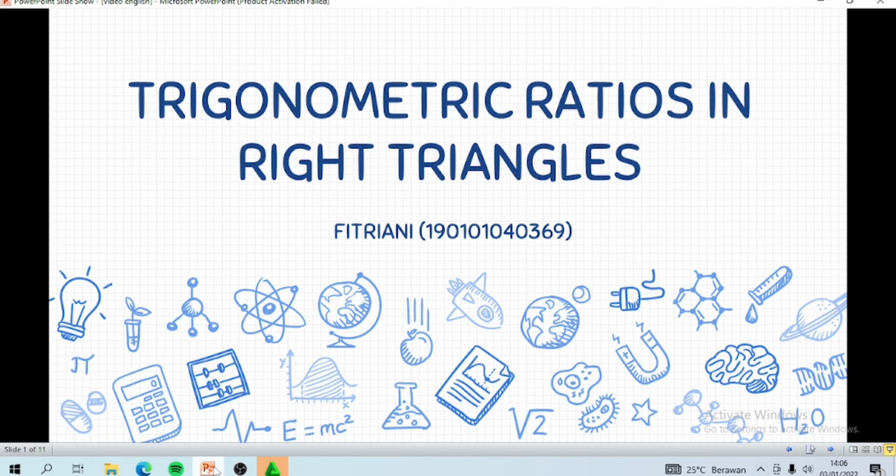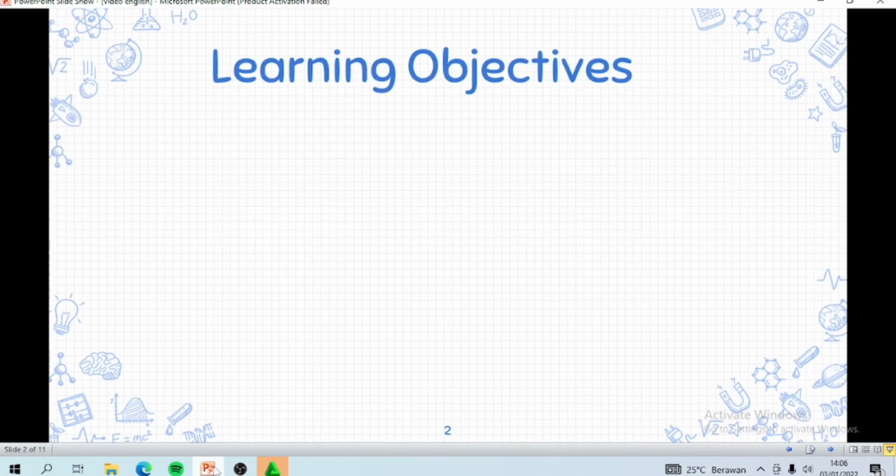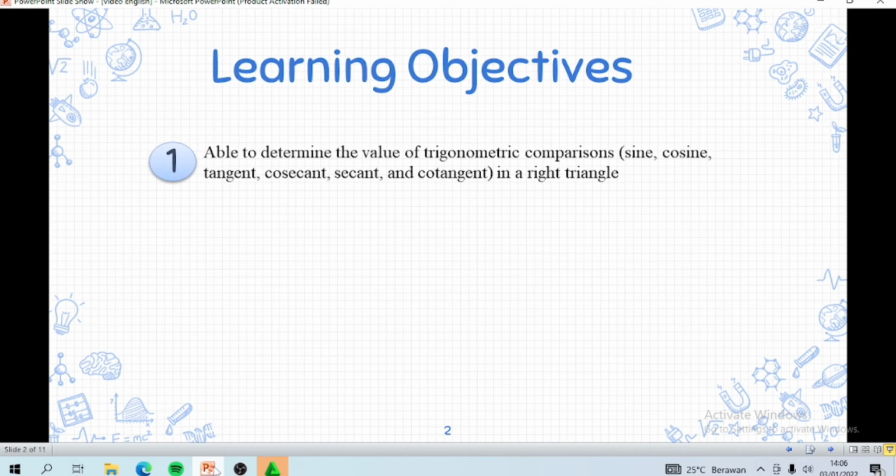Trigonometric ratios in right triangle. Learning objectives. First, able to determine the value of trigonometric comparisons: sine, cosine, tangent, cosecant, secant, and cotangent in a right triangle. Second, able to solve everyday problems related to trigonometric ratios.